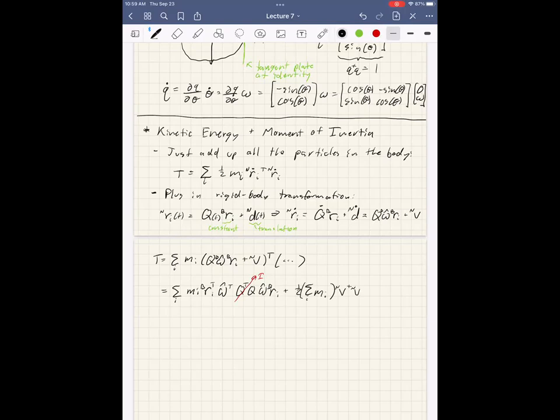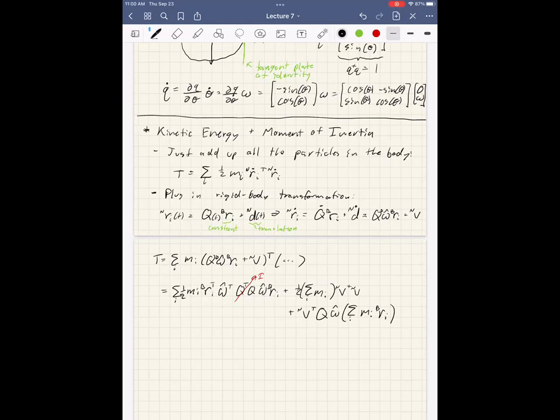And then the last term I get is weird and ugly, and it is V transpose Q omega hat sum over i, m_i, r_i in the body frame. So that's the cross term, right? This term is these guys squared, this term is these guys squared, and this term is the cross term between these guys in the FOIL.